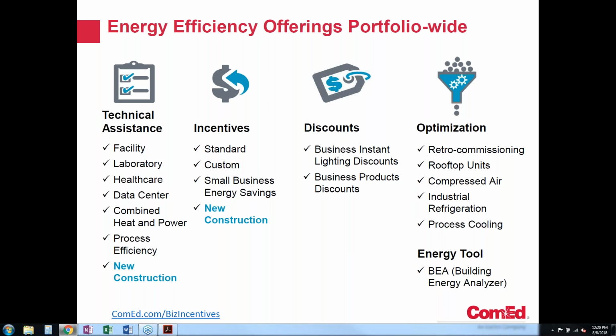And then as far as optimizing buildings, we have our retro commissioning offerings. We do a rooftop unit program, a compressed air program. And finally, we do have an energy analysis tool available. It is strictly for their electric usage, though, and so I will again talk to how city benchmarking data can provide even more information. But we do have a tool that is available to all of our customers that can get down to that granular level of hourly operation to help them understand the performance of their particular building.